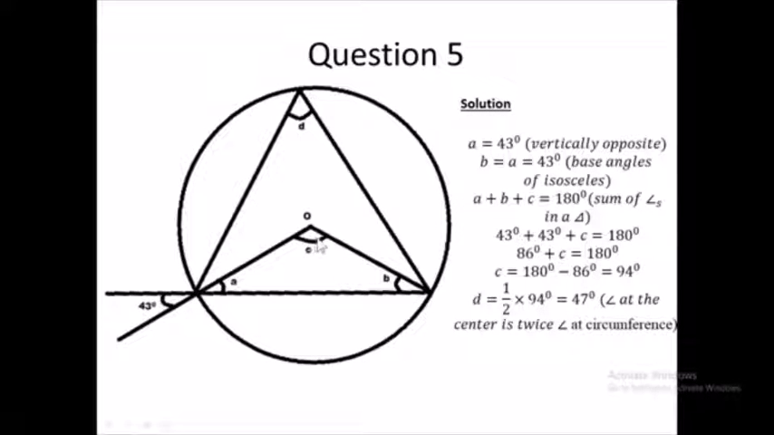From there, you can use that to find our angle C. The sum of angles in a triangle is 180, so you can get your C to be 94 degrees. Then we know there's a relation between this angle C and angle D. This angle C is twice the angle at the circumference, so D is equal to half of 94, which gives 47 degrees. Angle at the center is twice the angle at the circumference.